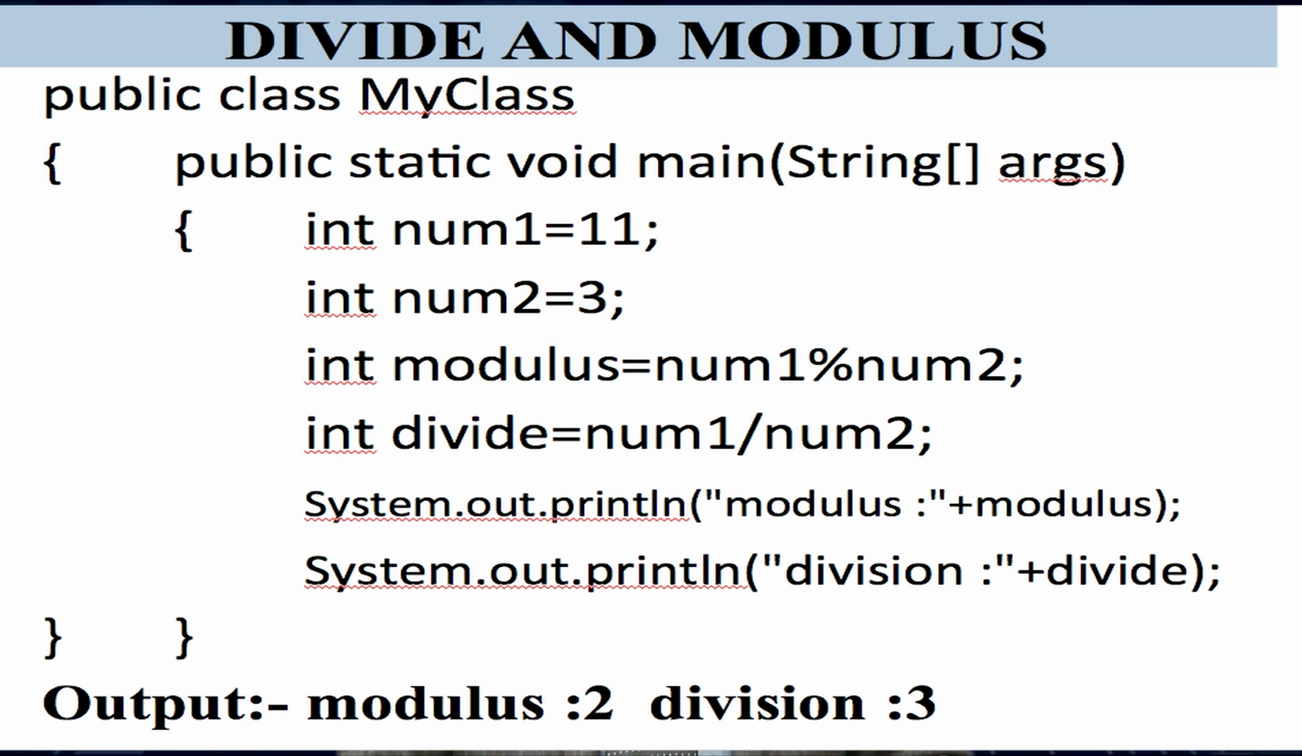Again, the second category of operator is the bitwise operator. We have different bitwise operators like bitwise unary not, bitwise and, bitwise or, bitwise exclusive or, shift right, shift right zero fill, and shift left. These are the different types of operators used in the Java programming language.